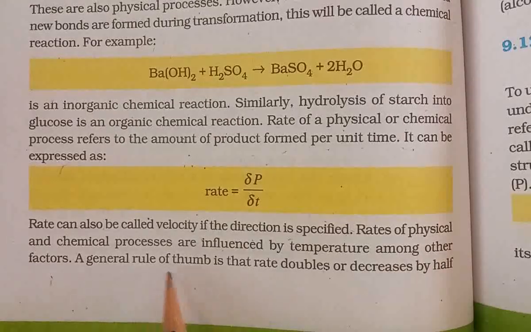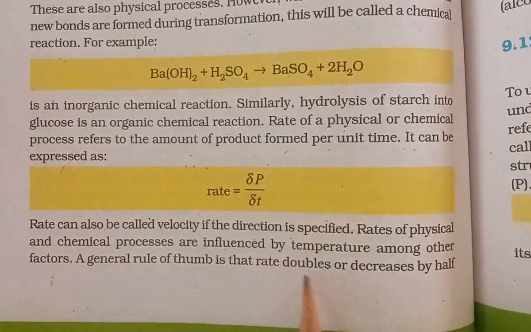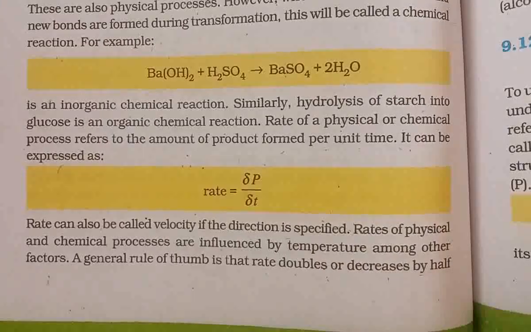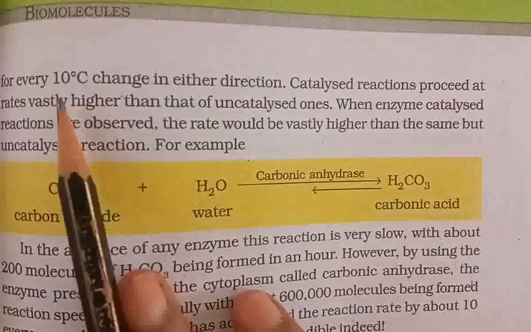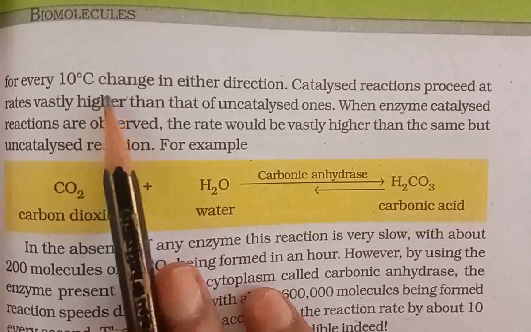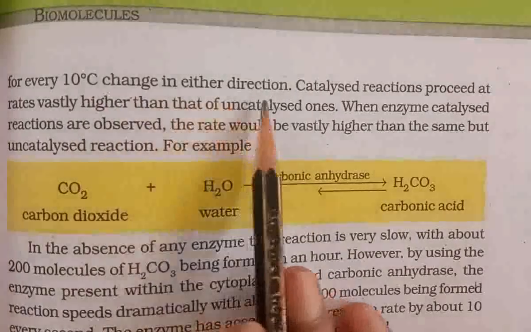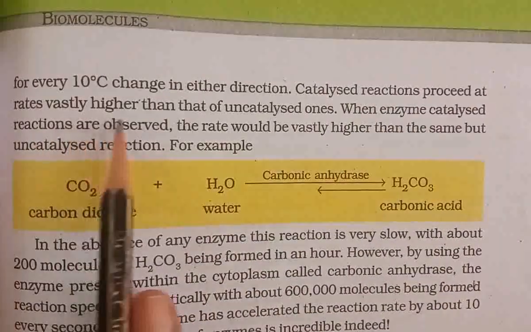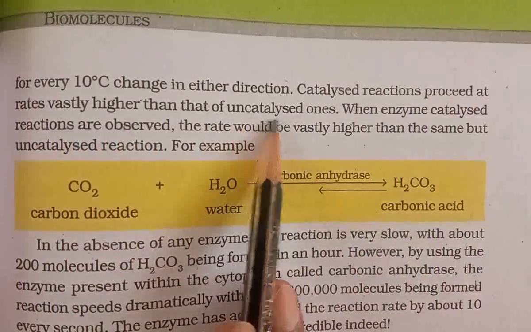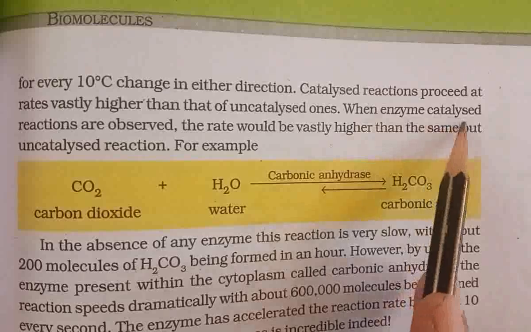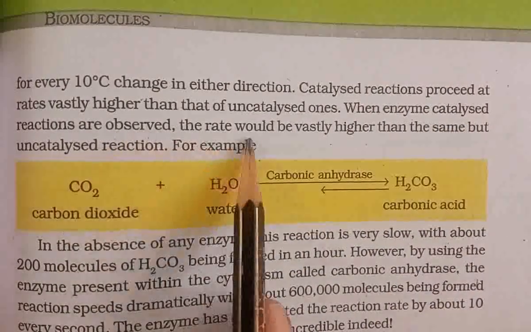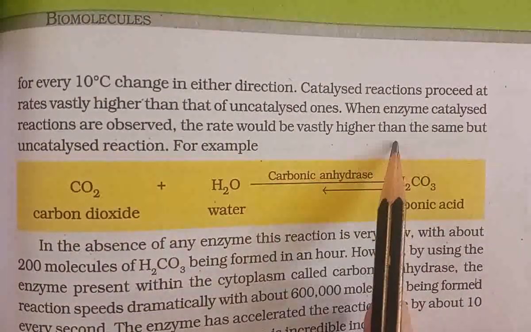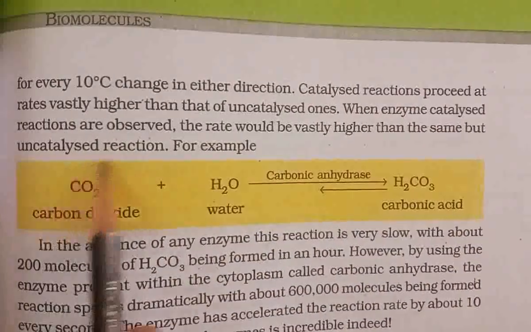A general rule of thumb is that the rate doubles or decreases by half for every 10 degrees Celsius change in either direction. A catalyzed reaction proceeds at rates vastly higher than that of the uncatalyzed one. When enzyme catalyzed reactions are observed, the rate is vastly higher than the same but uncatalyzed reaction.